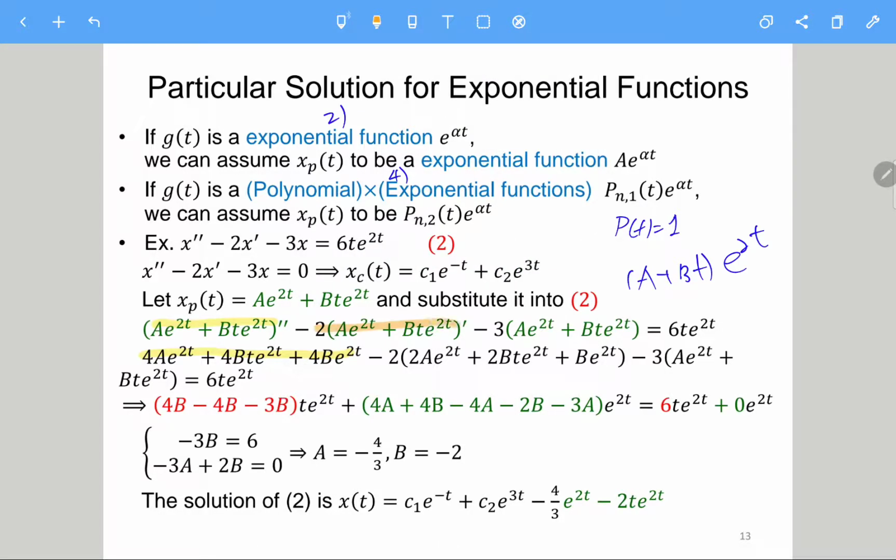So for this one is actually this one. And then finally, this is the original one. We don't need to take a derivative, so we just rewrite it here, equals this one.